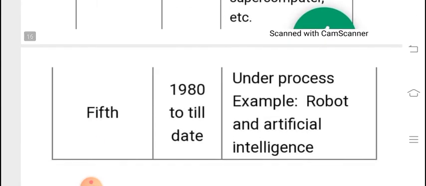Fifth is 1982 till date. Under process. Example: robot and artificial intelligence.